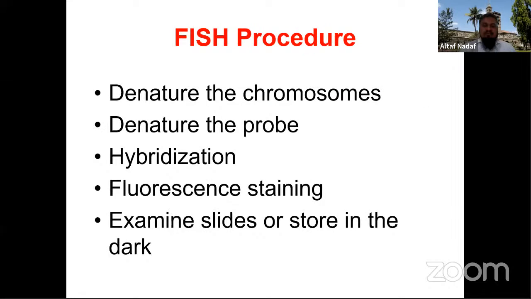Now, what are the steps involved in the FISH technique? It is the same as what we discussed in in situ hybridization. First, you need to denature the chromosomes. What is denaturing? Denaturing is the separation of the double strands into single strands.